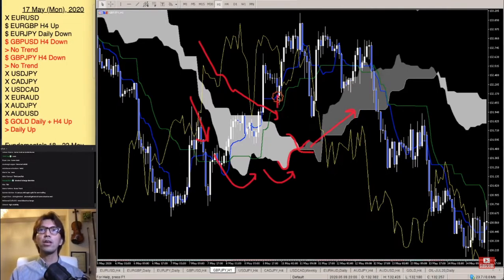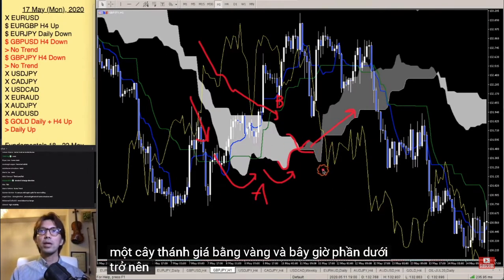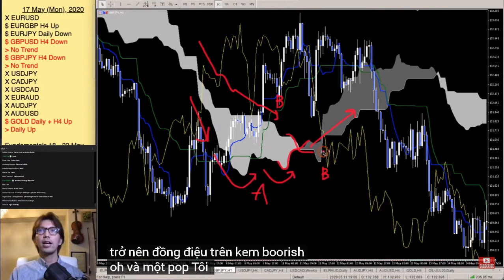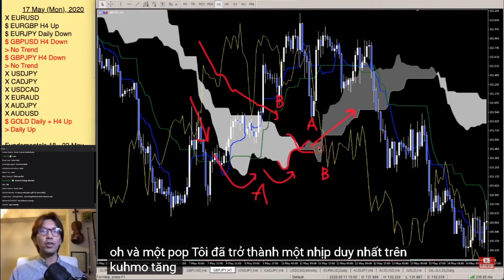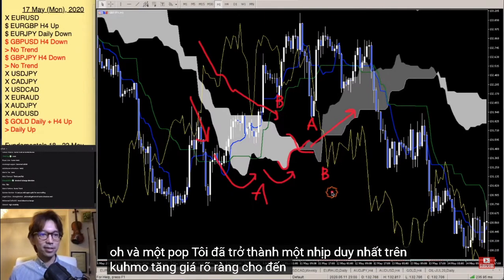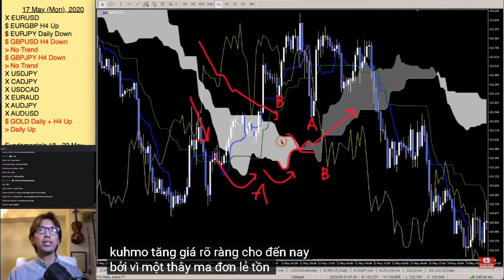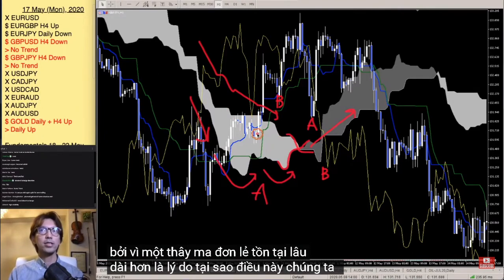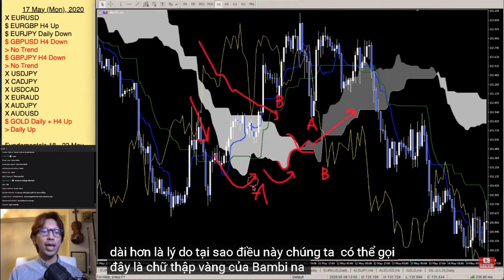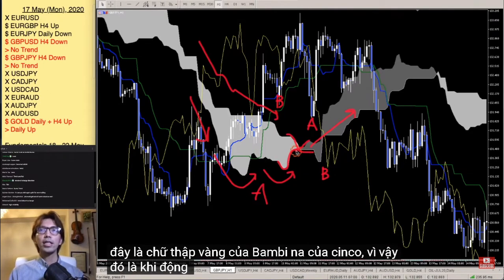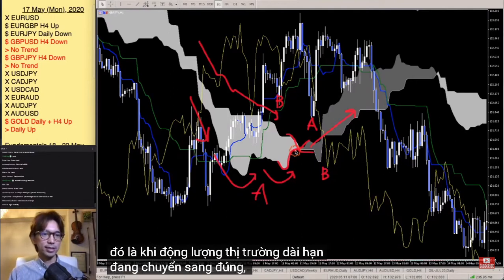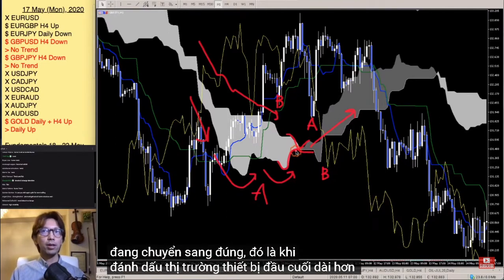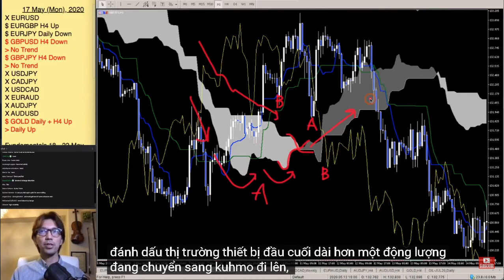So Senko span B was the upper part, and Senko span A was the lower part of the Kumo. But when Kumo twists, actually it gold crosses, and now the lower part becomes Senko span B on bullish Kumo, and the upper part becomes Senko span A on bullish Kumo. Is it clear so far? Because Senko span B is longer term than A, that's why we can call this a gold cross of Senko span B and A. So that's when the longer term market momentum is switching, right? That's when longer term market momentum is switching to the upside, up Kumo.